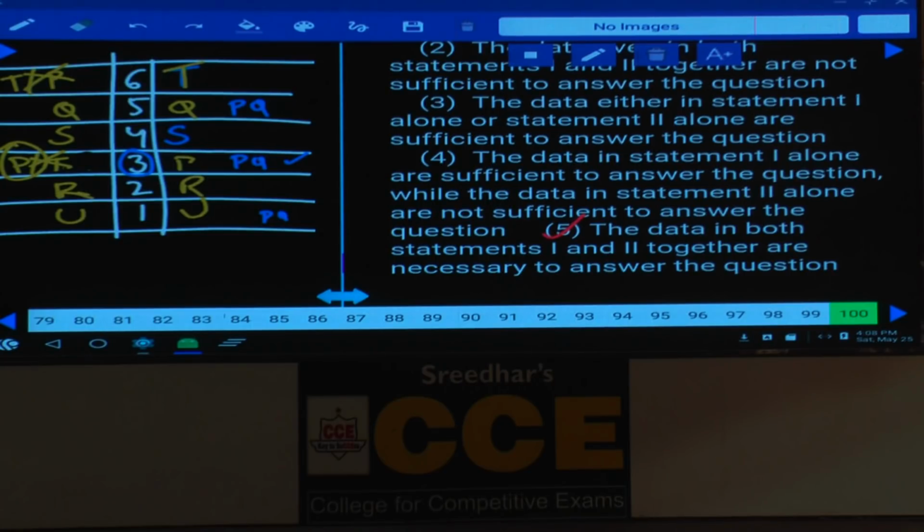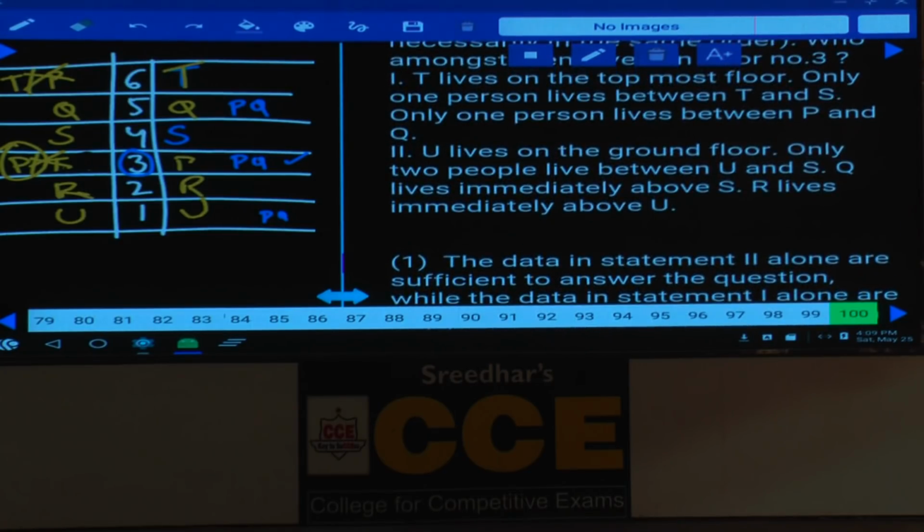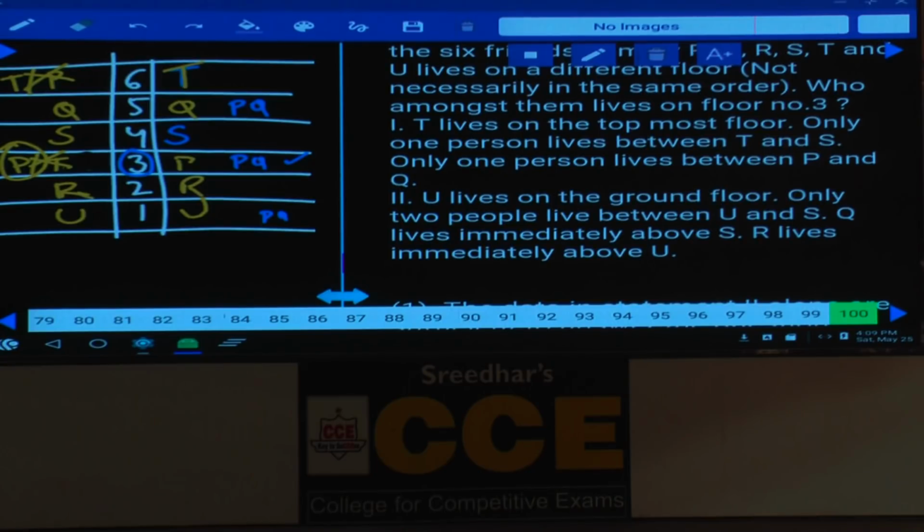Condition 1: T lives on the topmost floor, only one person between T and S, one person between P and Q. That fits, the condition is satisfied. Done. Hence both 1 and 2, this is choice 5.